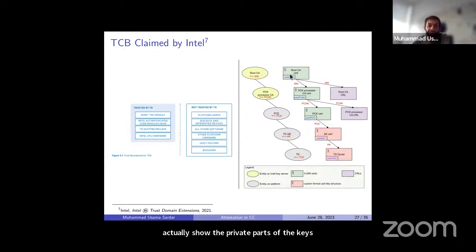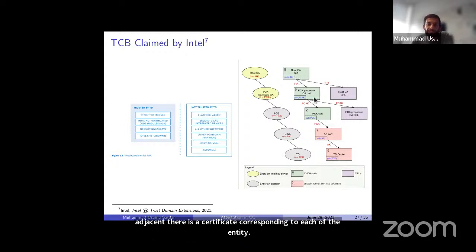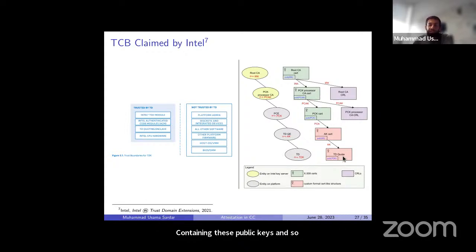And horizontally adjacent, there is a certificate corresponding to each of the entities containing these public keys, and so on up to the final evidence, the TD quote. And also we show here the certificate revocation lists. So now coming back to the claim of Intel, what we said is that it's not possible to have this specific entity, PCE, out of the trust domain, because it's within the certificate chain. So something is messed up either with this claim or with this claim.